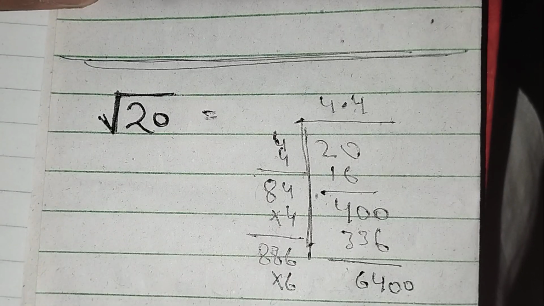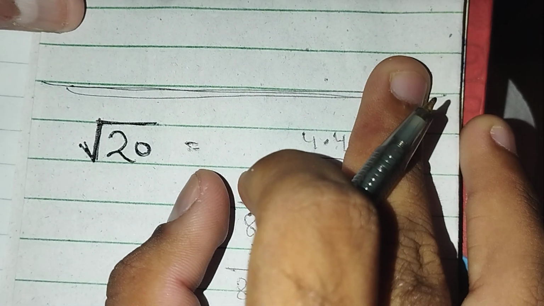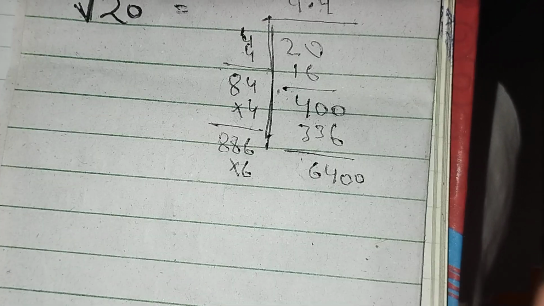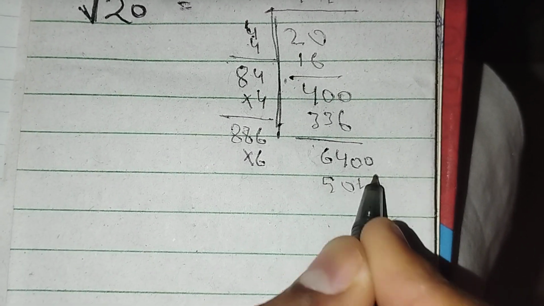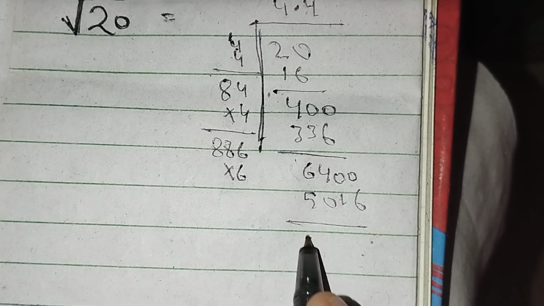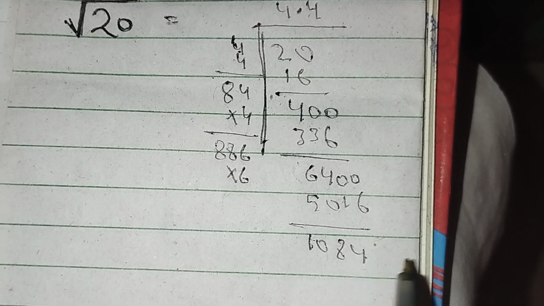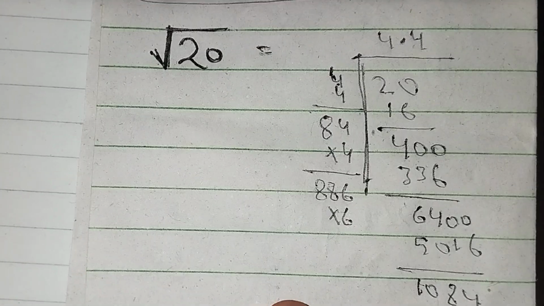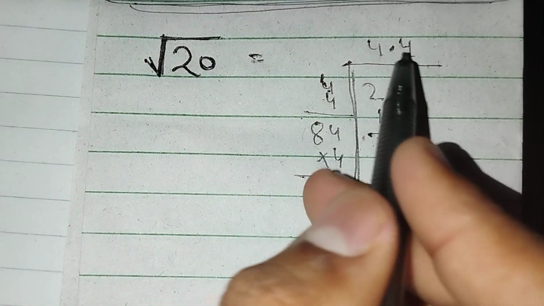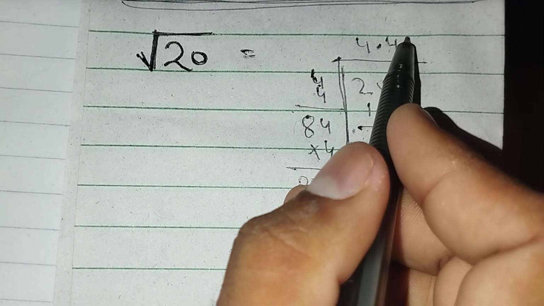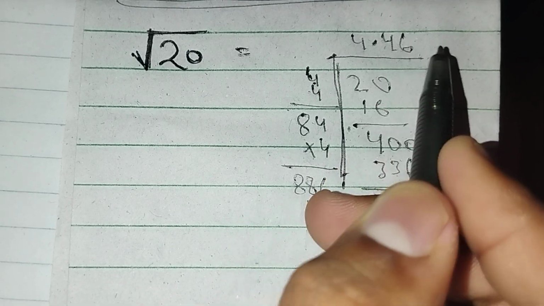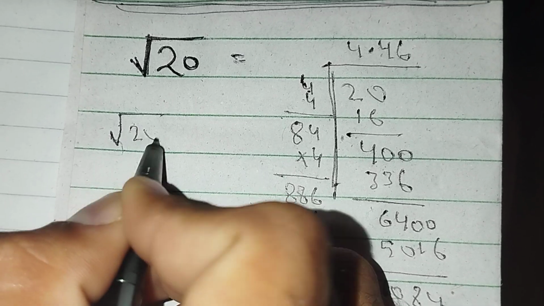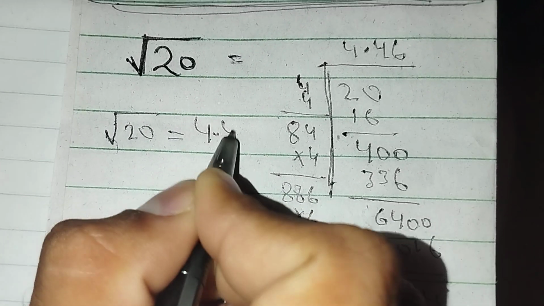Okay, then 5016. Okay, 5016 and remaining 1084. So this radical 20 is not a perfect square, so this answer is repeating. Okay, so here 4.46. So we get the answer: radical 20 is 4.46.